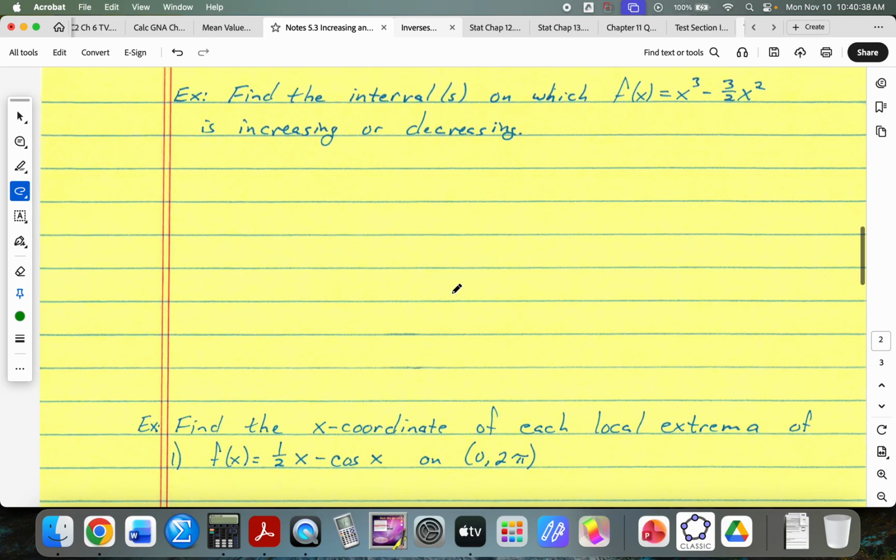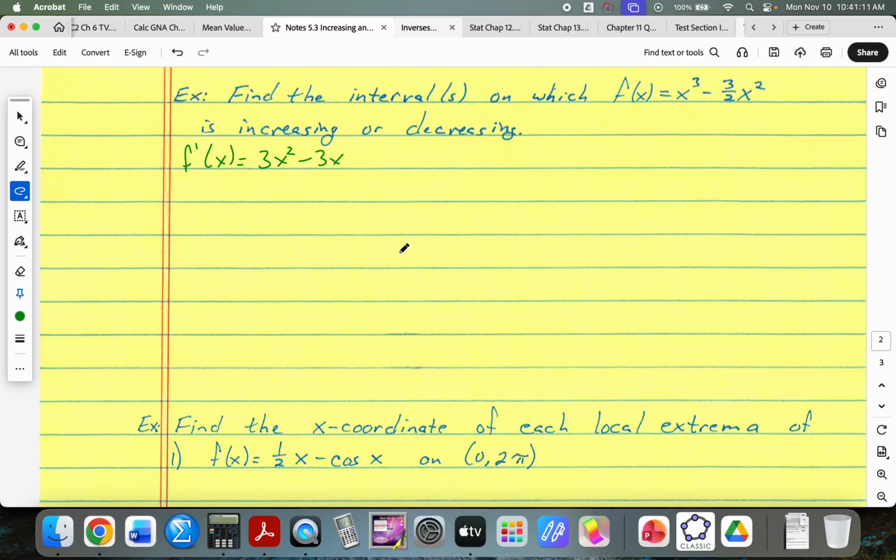All right, so let's find the intervals on which f of x is x cubed minus 3 halves x squared is increasing and where it's decreasing. Okay, so I'll take the derivative, f prime of x, which would be 3x squared minus 3x, and I want to find its critical points.